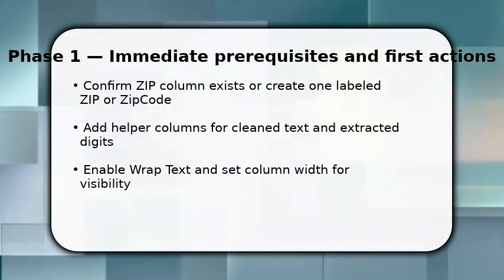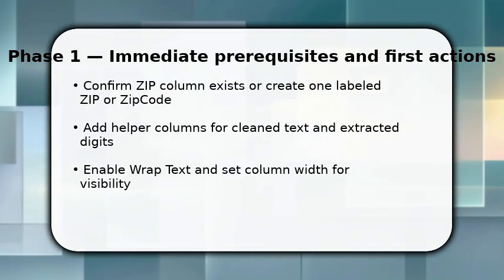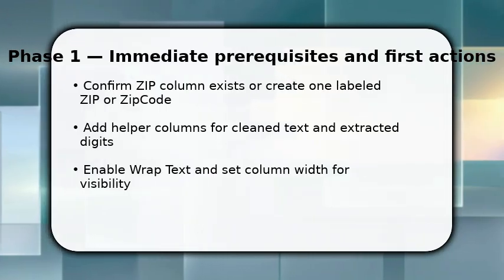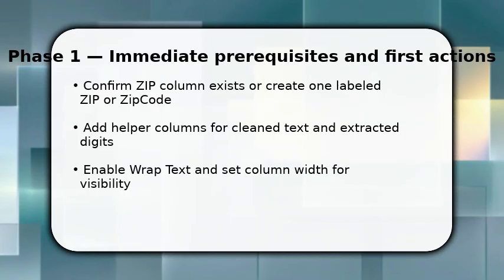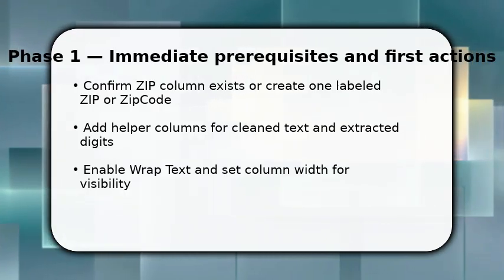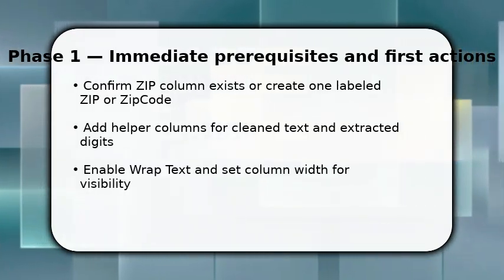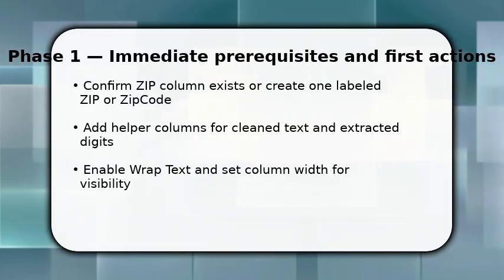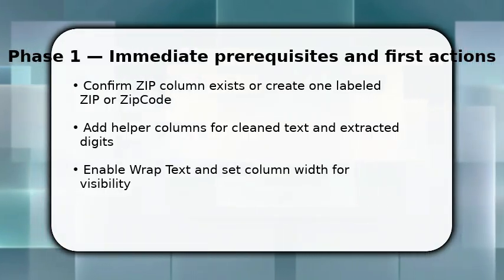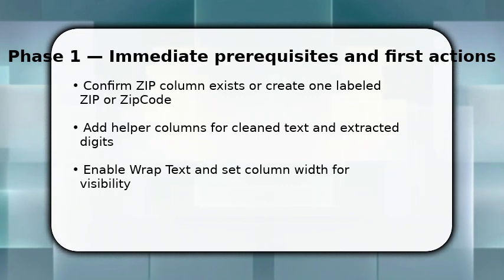Use TRIM and CLEAN to remove stray spaces and non-printing characters so formulas run reliably. Make sure to format the ZIP column as text to preserve leading zeros. This avoids 02115 turning into 2115. Now you're ready to apply extraction logic in the next step.